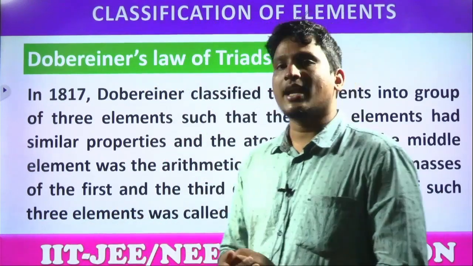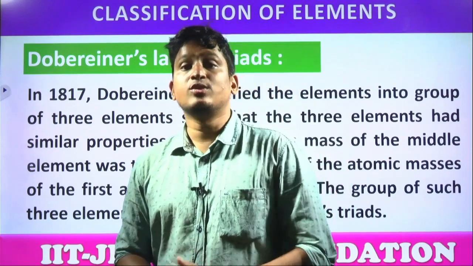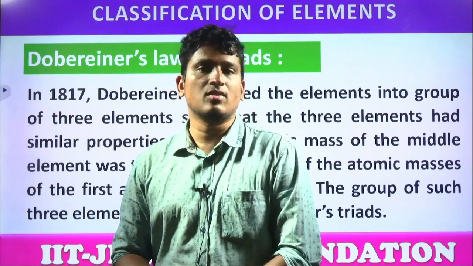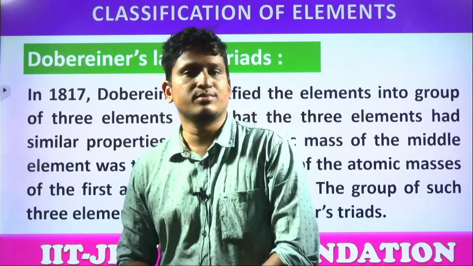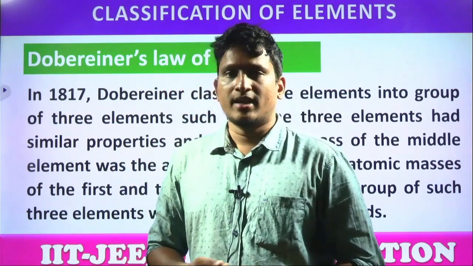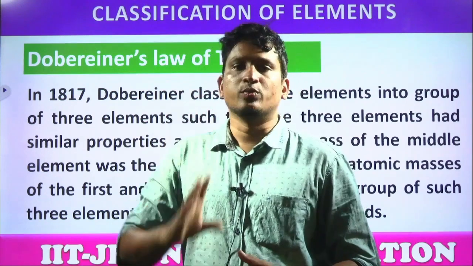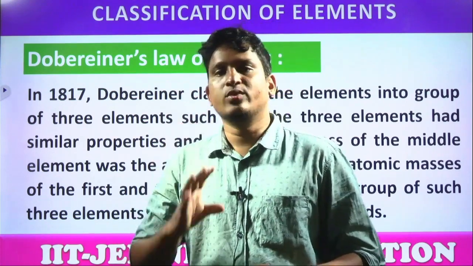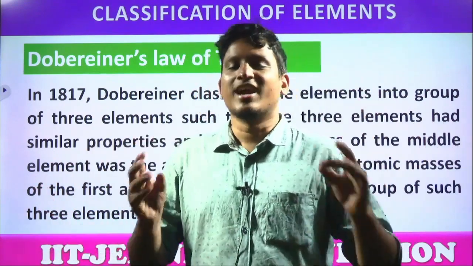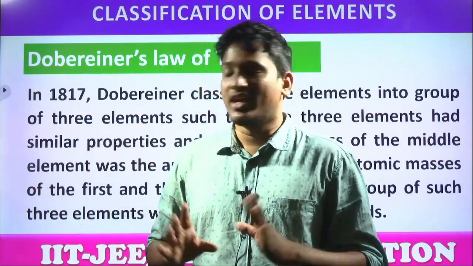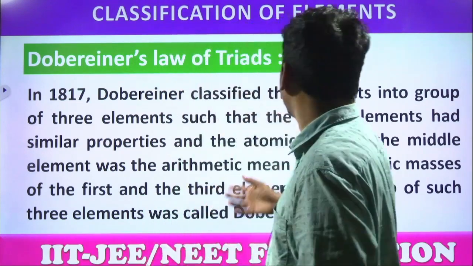The next significant classification is given by the scientist Dobereiner, and his classification is called the law of triads. Simple. Triad means what? Tri means what? 3. He placed 3 elements in a group, and that group is called a triad. That's it. Okay, he placed 3 elements in a group. What is the relation he gave?